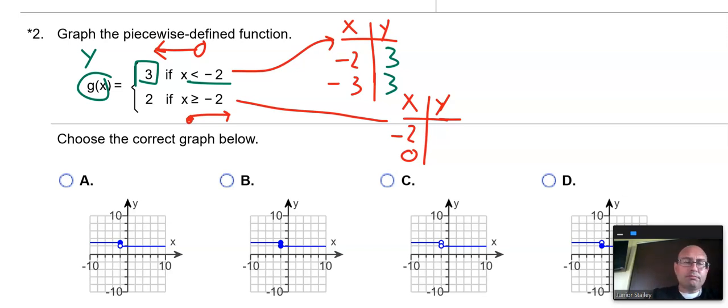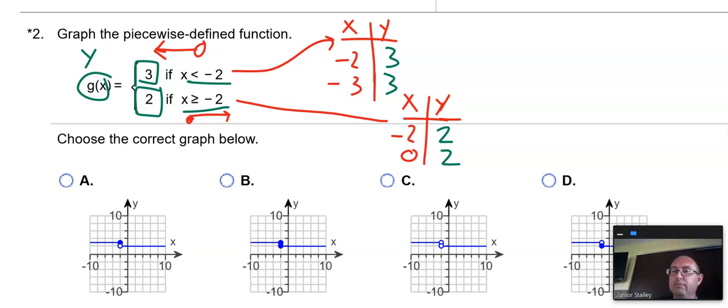On the next part, I had to pick something that was -2 and something bigger. I just chose 0, but you could have picked -1 if you really wanted to. However, the y value for this one is 2. So we're looking for something open circle arrow left at 3.